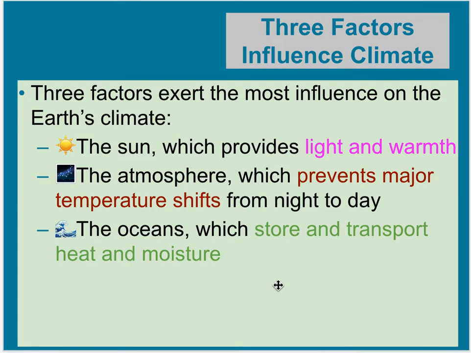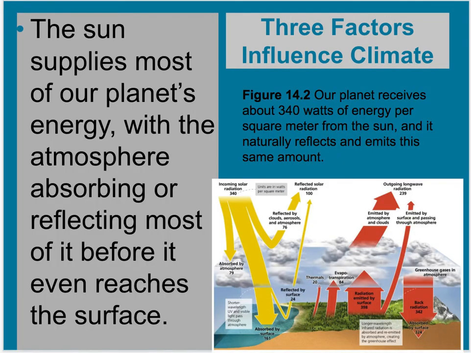One is the sun. Some areas of our Earth, like at our equator, are sunnier all the time. The atmosphere also plays a major role in the temperature shifts that we have from day to night. And then our oceans, they store a lot of our heat and keep us at a very temperate, stable temperature. If you live near the ocean, they will store a lot of heat and carbon dioxide.